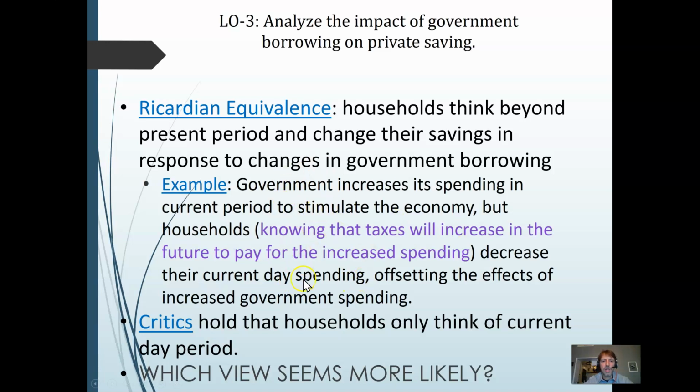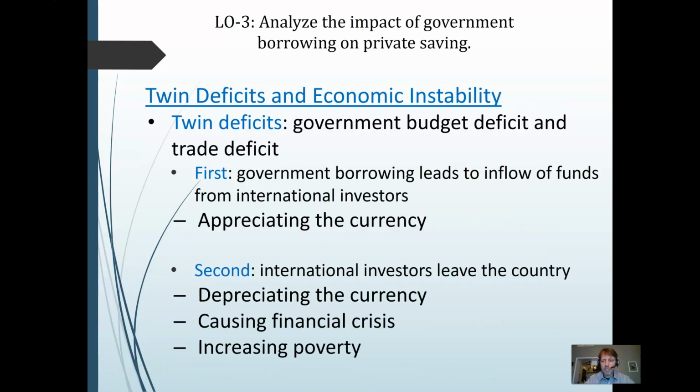Critics of this Ricardian equivalence say that households really only think of the current period. For the most part, we don't think that far out. And I just ask you which seems more likely, given the data I've seen recently. Ricardian equivalence actually fits what we see. Not every family can save more right now if you have lost a job or had the hours of work that you used to do cut.